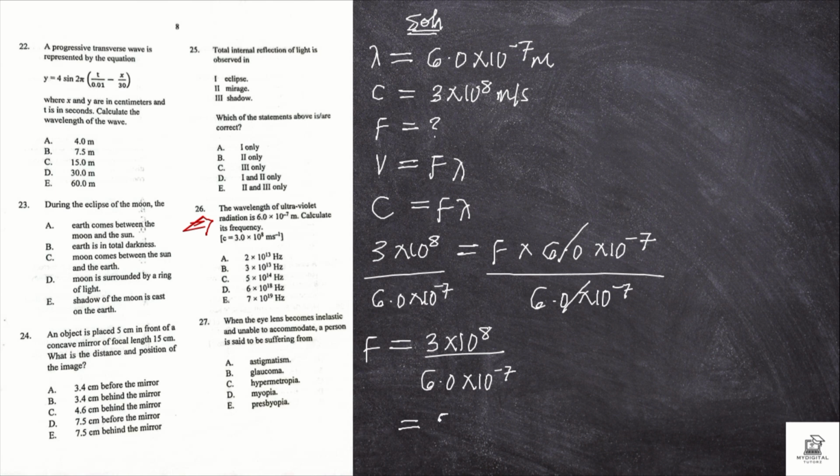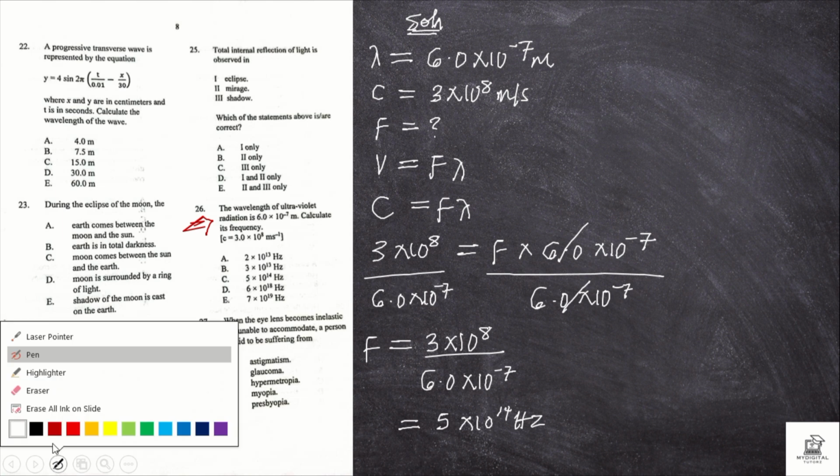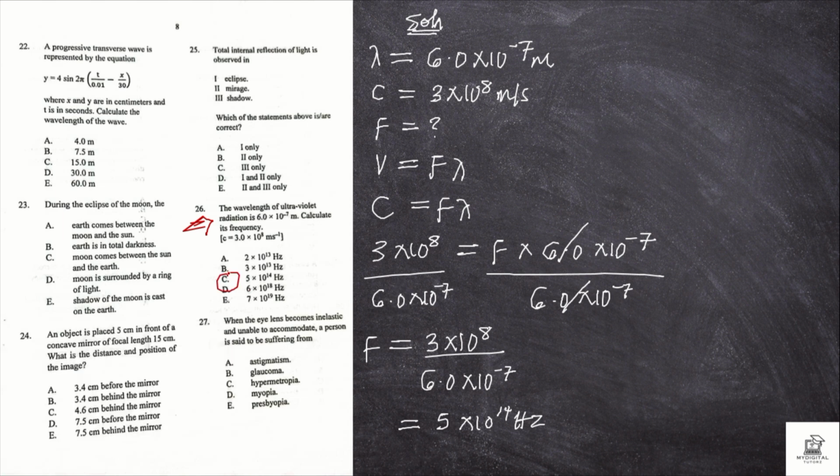5 times 10 raised to the power 14 hertz. So that is option C, 5 times 10 raised to the power 14 hertz. I hope this is understood. So that's about question 26.